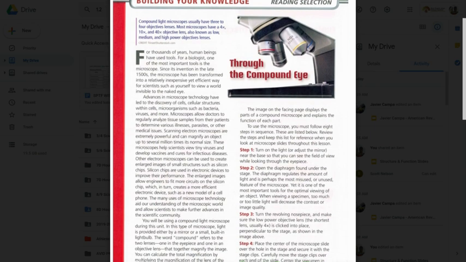Advances in microscope technology have led to the discovery of cells, cellular structures within cells, microorganisms such as bacteria, viruses, and more. Microscopes allow doctors to regularly analyze tissue samples from their patients to determine various illnesses, parasites, or even medical issues.